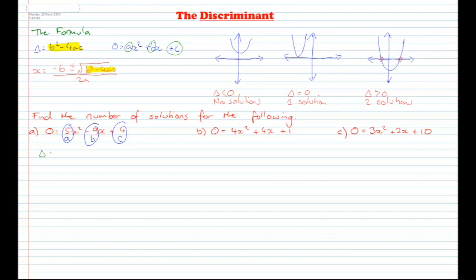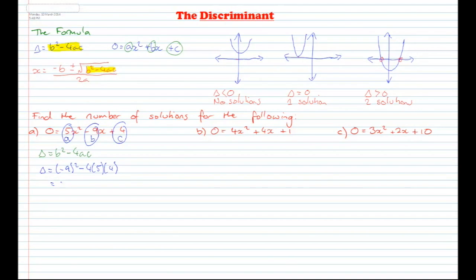Let's go through and write out the formula now. The discriminant is equal to b squared subtract 4ac, and of course we'll now substitute in. So the discriminant is equal to b squared, so that is negative 9 squared, subtract 4 times a, which is 5, times c, which is 4.